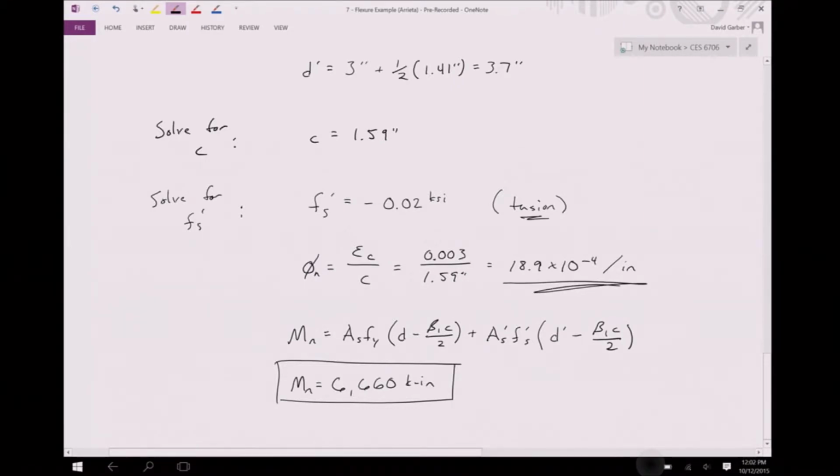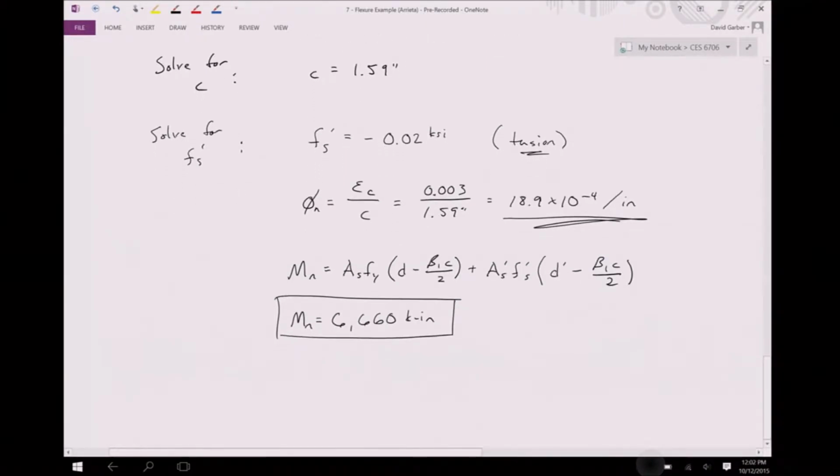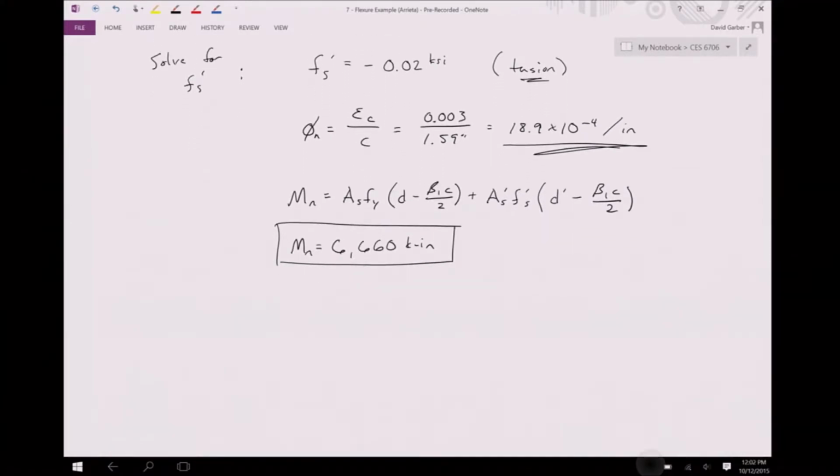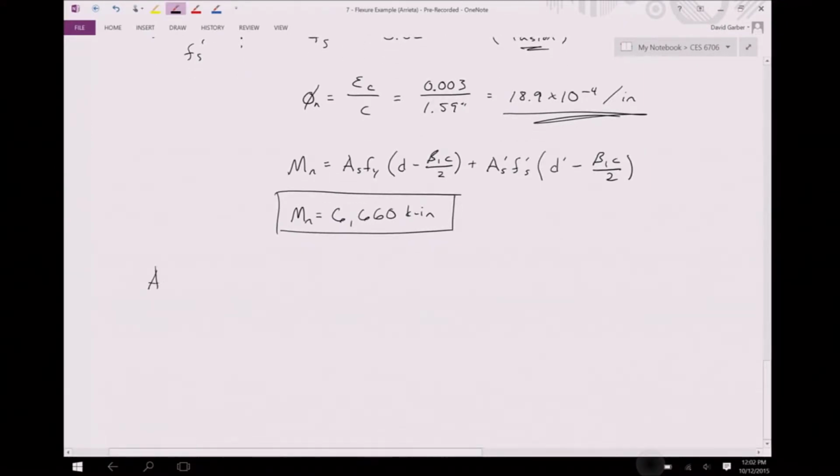So this can be compared to the actual moment. Our applied moment for this specimen, we found that the point load, our P test, was 125.5 kips.